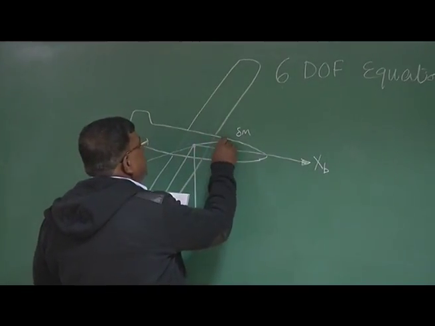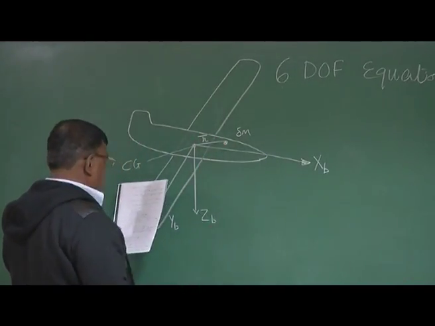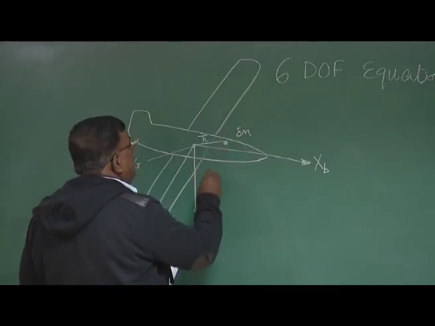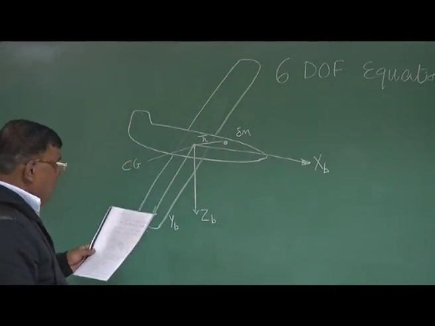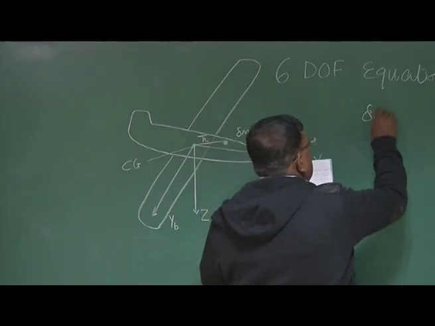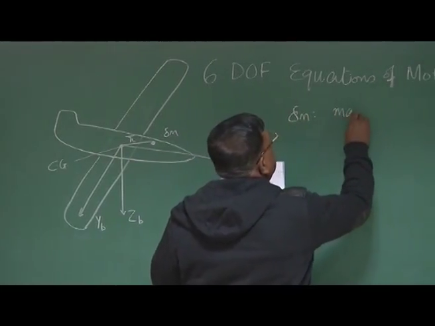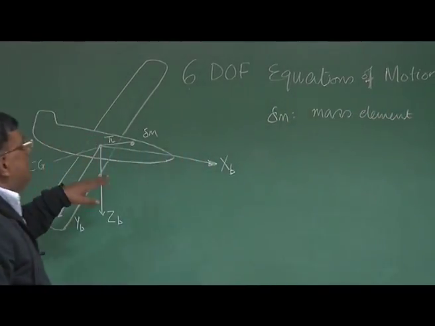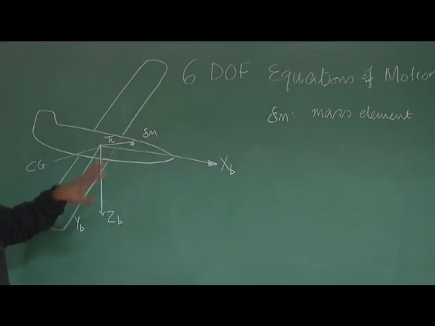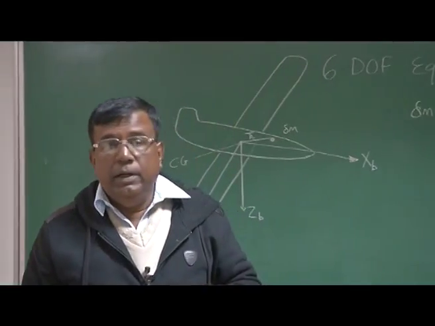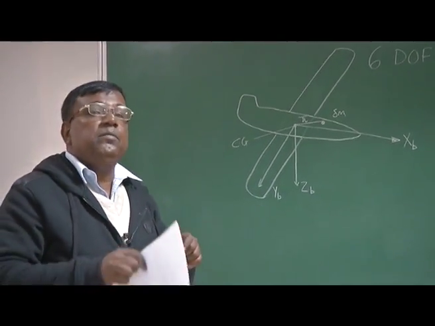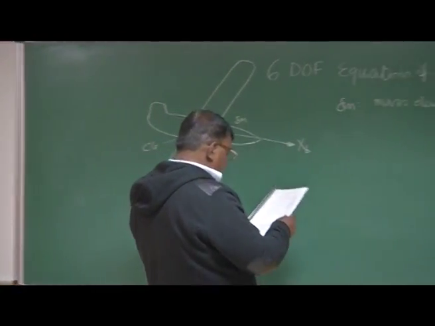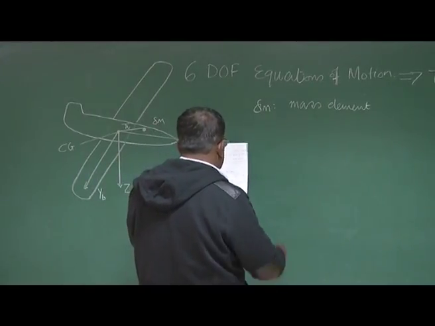And let's denote this as r bar. R bar is the position vector of this mass delta m with respect to the CG. Okay. So let me clearly write this. What is delta m? Delta m is the mass element under consideration. That is, the total mass you are distributing into small particles, right? And remember, we have assumed that this airplane is rigid. So the relative position between two points physically remains the same, they don't change, right?